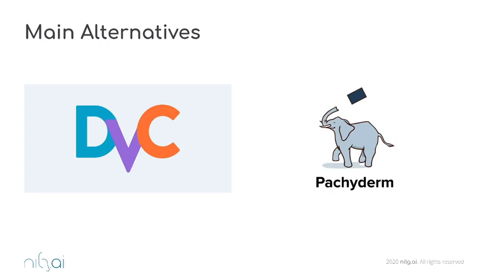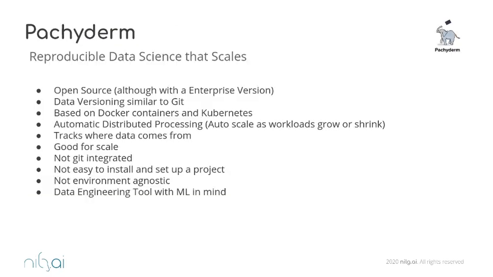MLFlow, which I'm going to talk about a little bit later, also does kind of this, but I'm just going to focus on MLFlow as an alternative for experiment management later. So DVC and Pachyderm are different tools, I think, for different solutions. Let's start with Pachyderm. Their slogan is reproducible data science that scales.